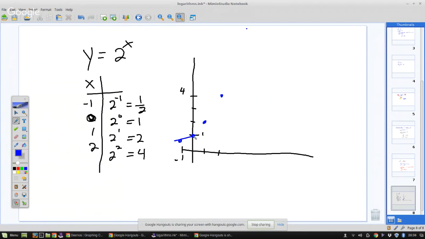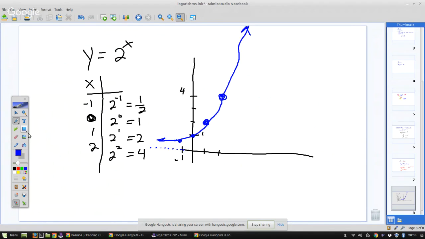So an exponential curve tends to go up, and then it tends to just creep down on the left, and it's not going to cross the axis down here on the left side.